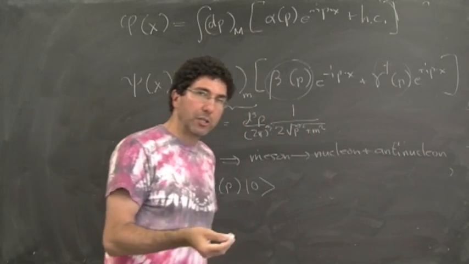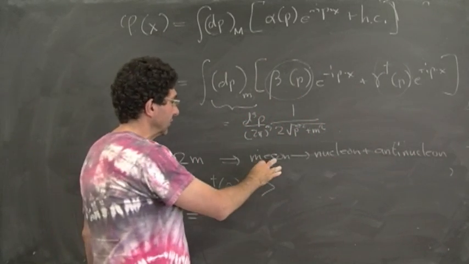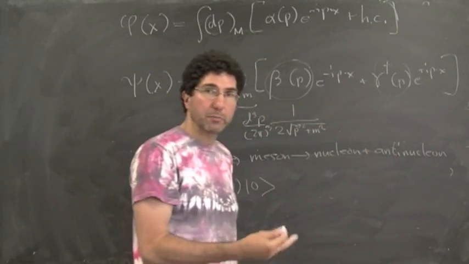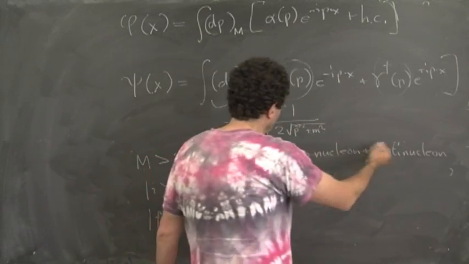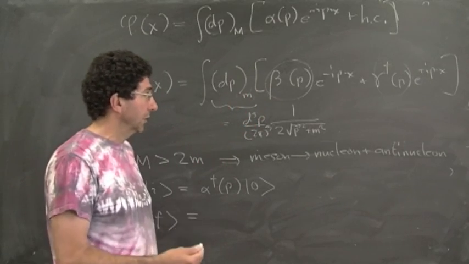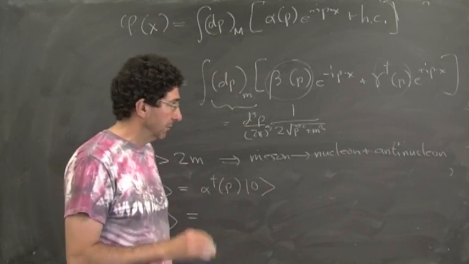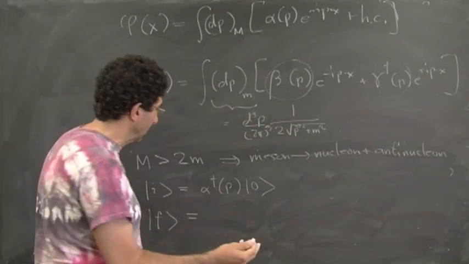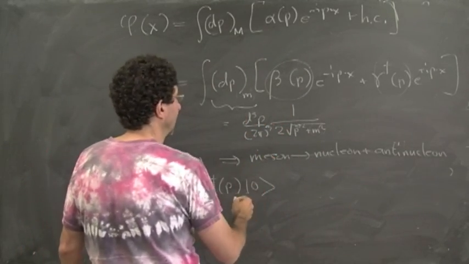Remember that charge is supposed to be conserved. The meson has 0 charge, the nucleon has charge plus 1, the antinucleon has charge minus 1. So we have to have a nucleon-antinucleon pair produced. Very important. And so our final state, therefore, will be what? It will be a nucleon plus an antinucleon.